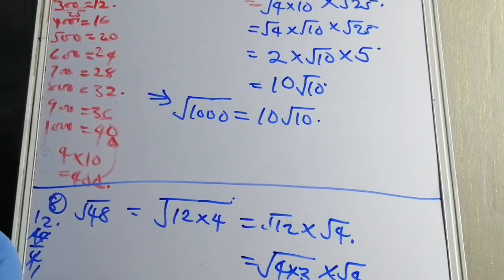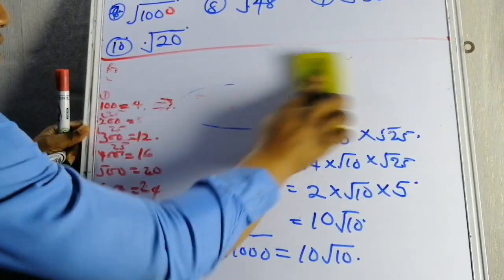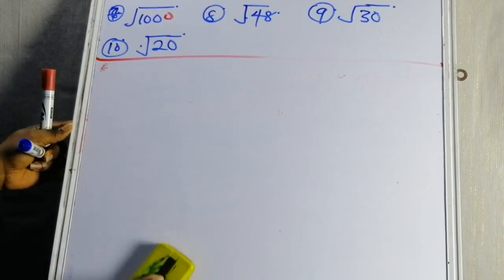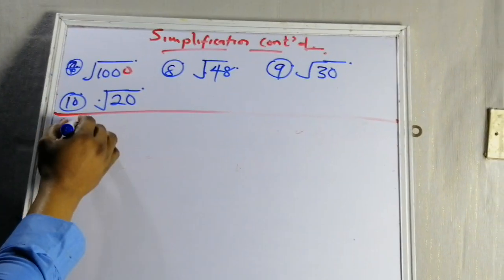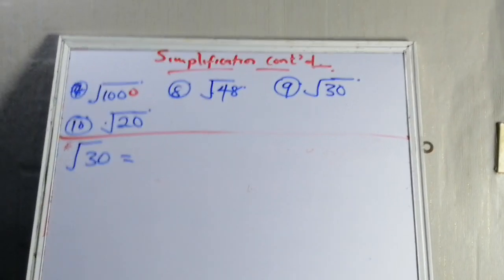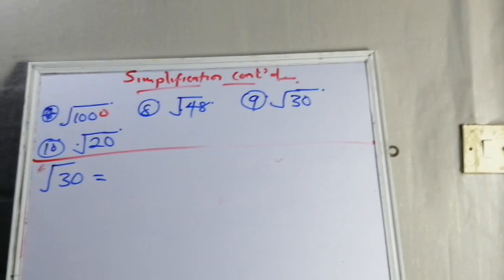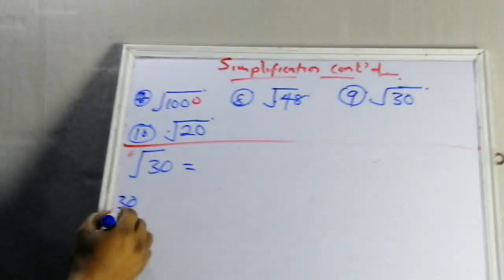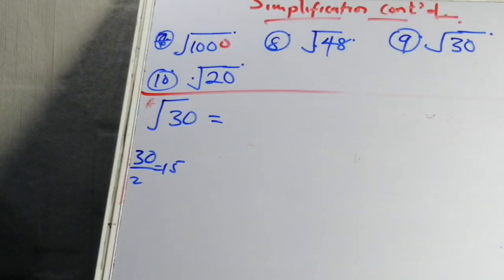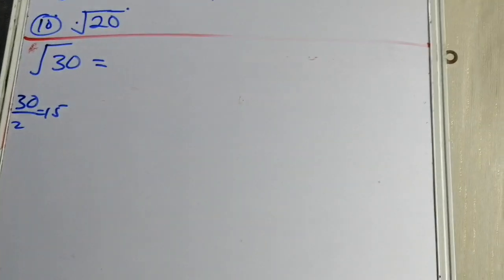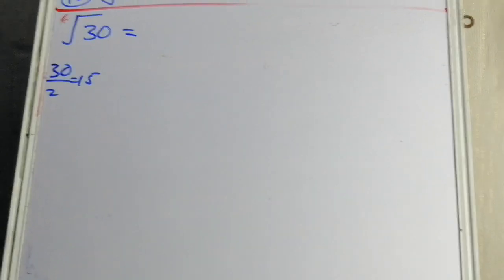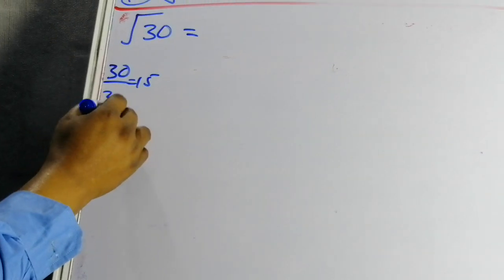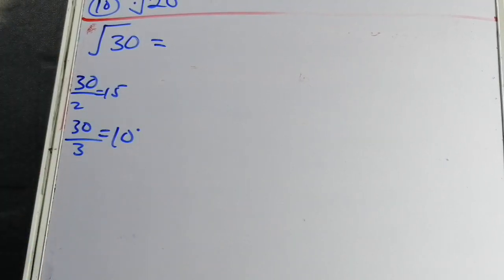Since we are done with that, I believe we understand what we have for number 7. Let's clean that up and move to the next one to avoid wasting much of our time. We have root 30. What can go into 30? Let me start with 2. 30 divided by 2 is 15. Can I split this 15? 5 times 3 is 15. So I can still split this. If I'm not using 2, can I use 3? 30 divided by 3 is 10.